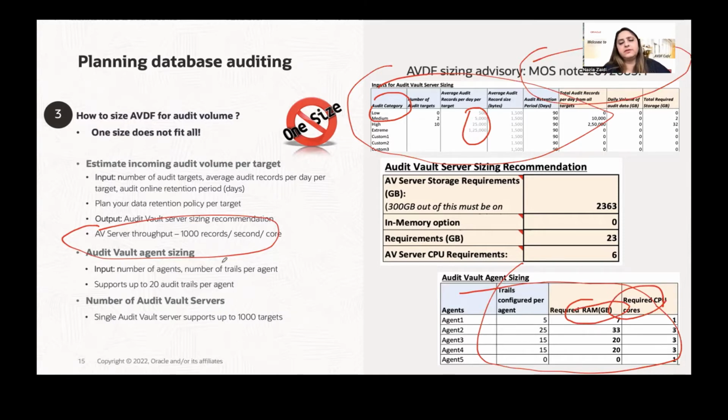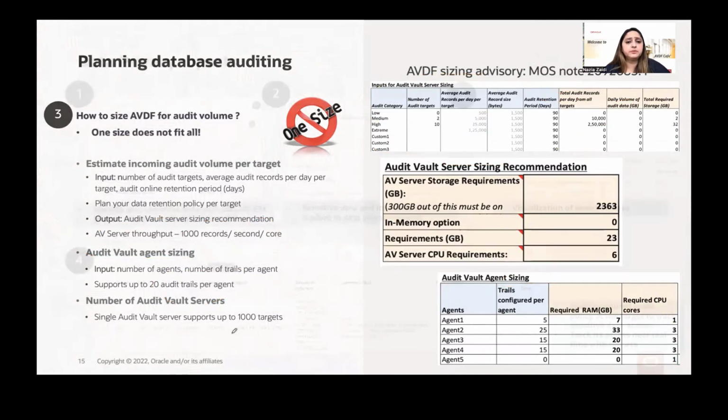And we are in the process of enhancing the sizing sheet itself so that it will consider your IOPS. For example, if you have a good IOPS system, your throughput becomes very high. Usually we say 20 audit trails per agent and a maximum of 1,000 targets per audit vault server. But we keep on doing stress testing with different configurations and keep updating the sheet. So sizing of your AVS is a very important part.